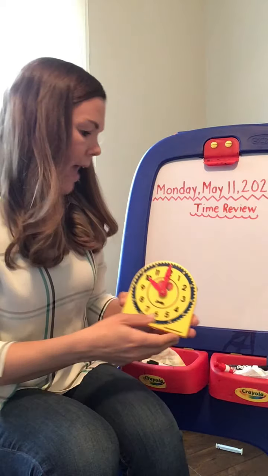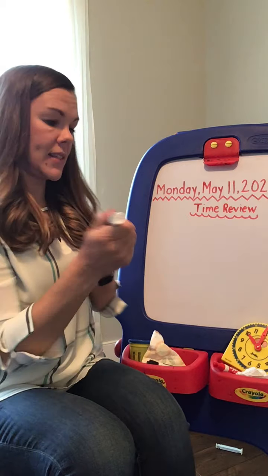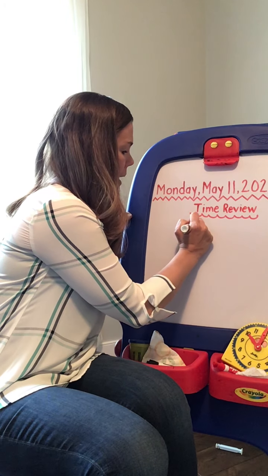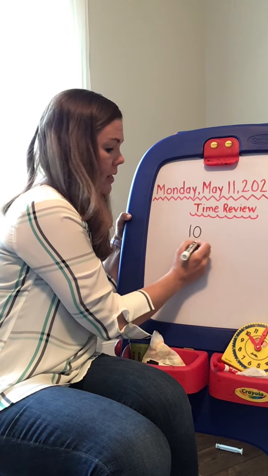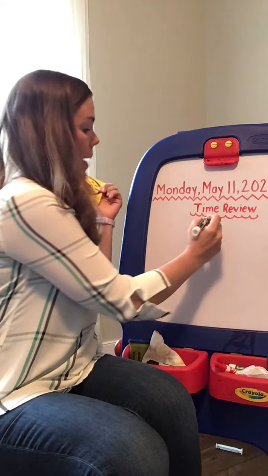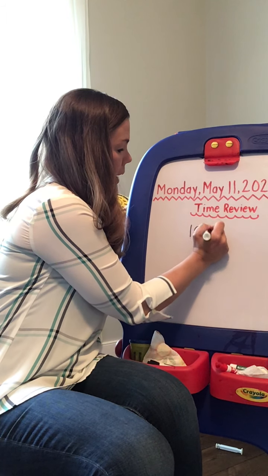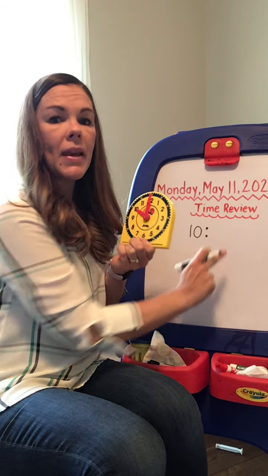When we write that, it looks like this. This is my hour, which is 10. So this is the number that the short hand is pointing to. And then I put these two little dots right here. This separates our hour from our minutes.